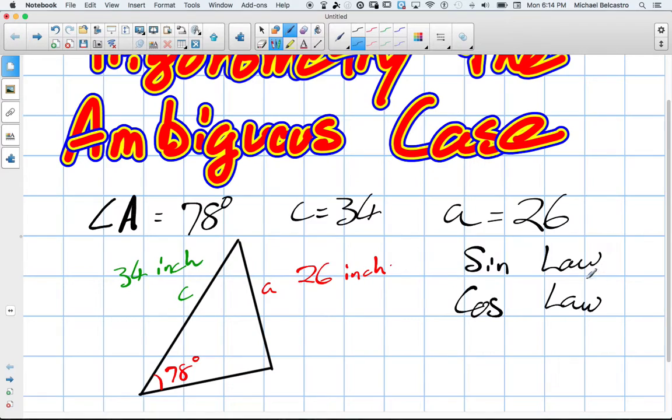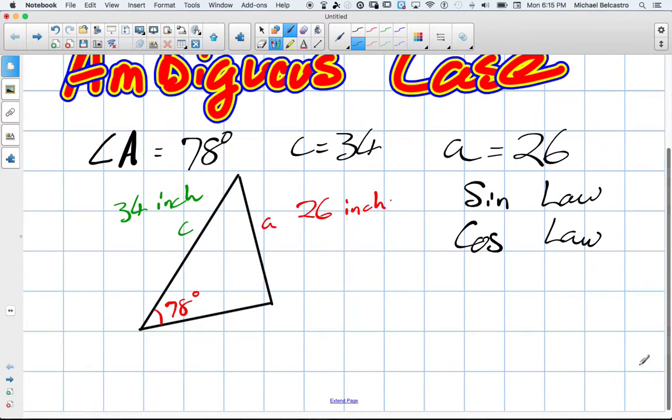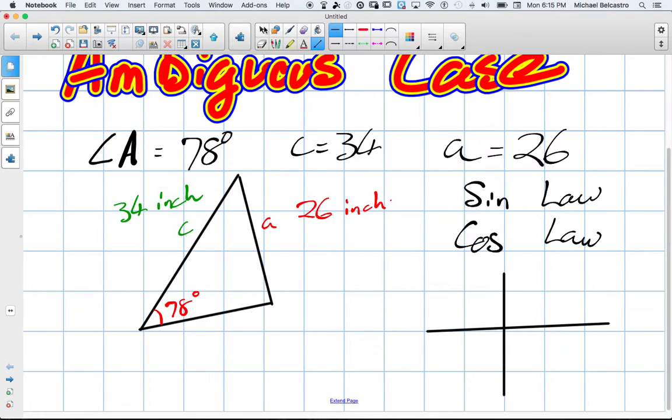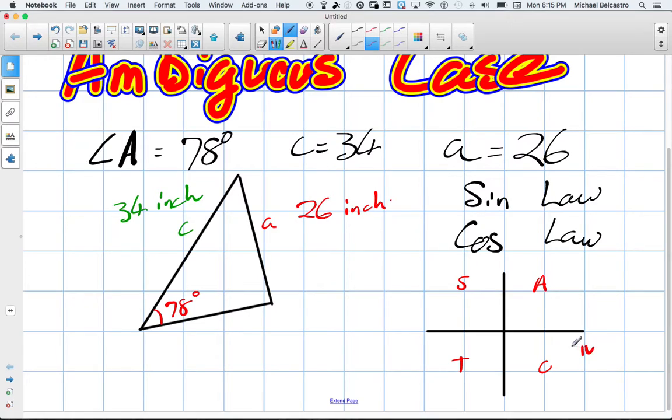Okay. Now, with those two laws, I'm going to draw a reference to the Cartesian plane, that T-chart you use for graphing. And there's something called the CAST system that goes along with it. The CAST system will give us an idea of why we can have an ambiguous case. Okay, so we have C, A, S, T. This is quadrant 4. I don't know why I started there. This is quadrant 1, 2, and 3.